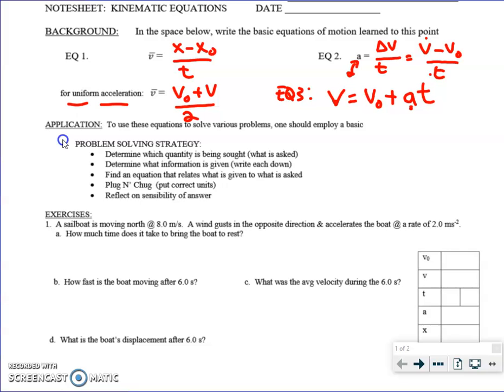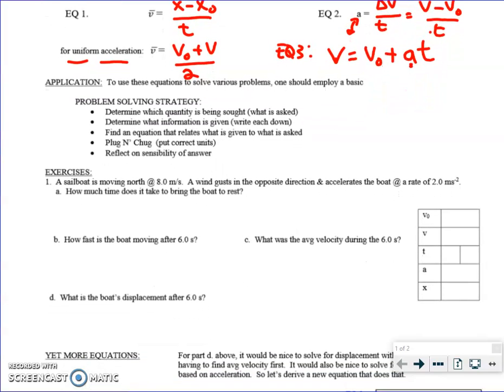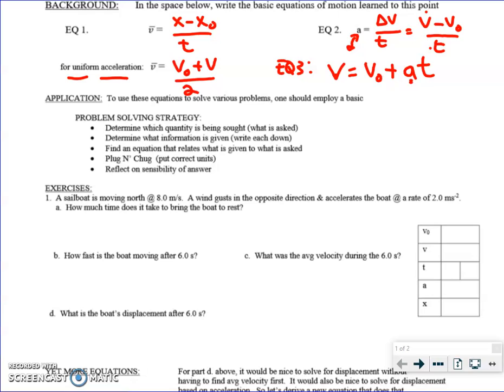Okay, so let's do some problems and use these equations, and in the process show you what I expect to see in any problem that you do. Even if you can do it in your head, even though this is obvious, I still want to see this. Because what you're going to see later is that it's not going to be obvious how to solve something. So you want to have a process. This process is valuable. So, 5 basic bullet points.